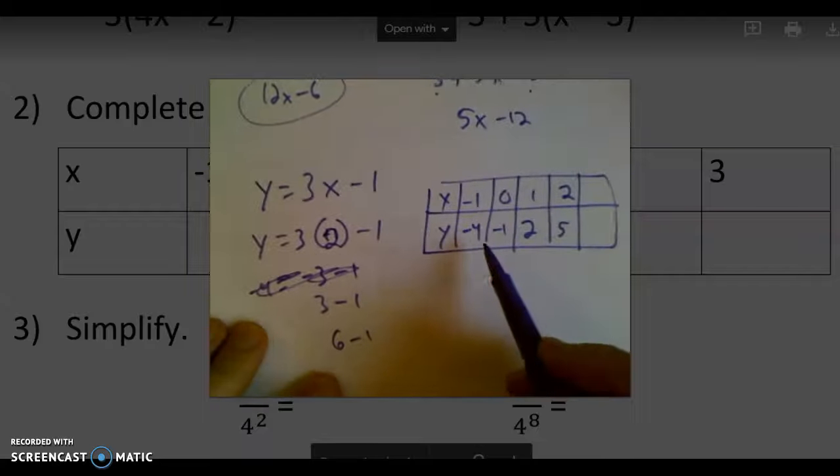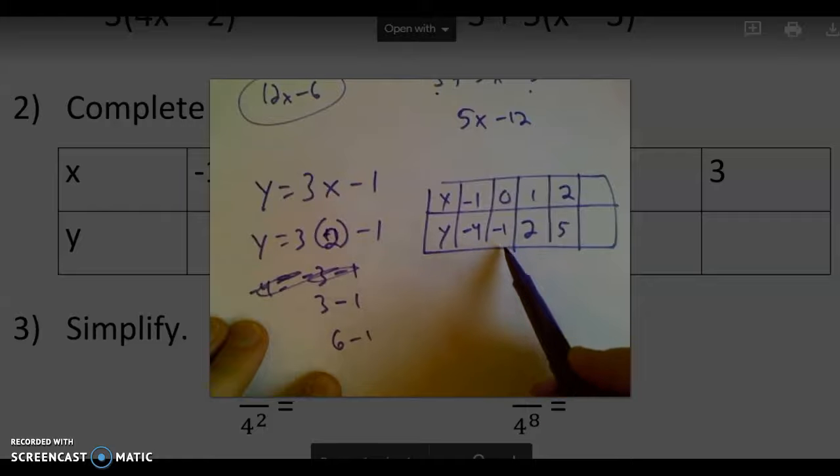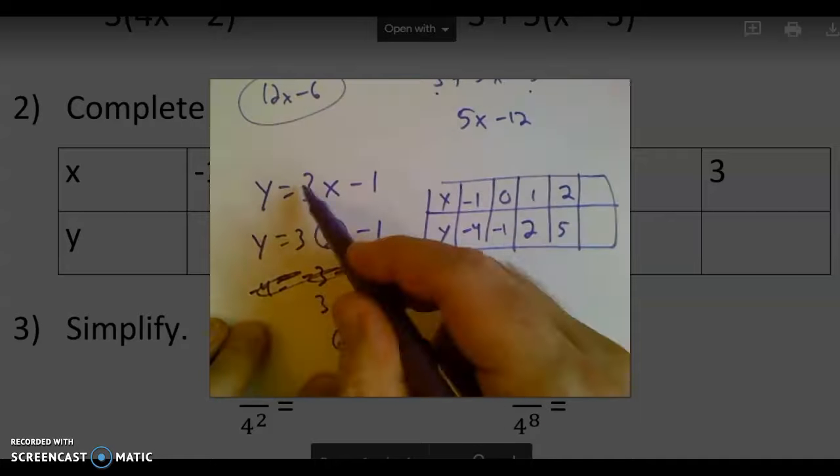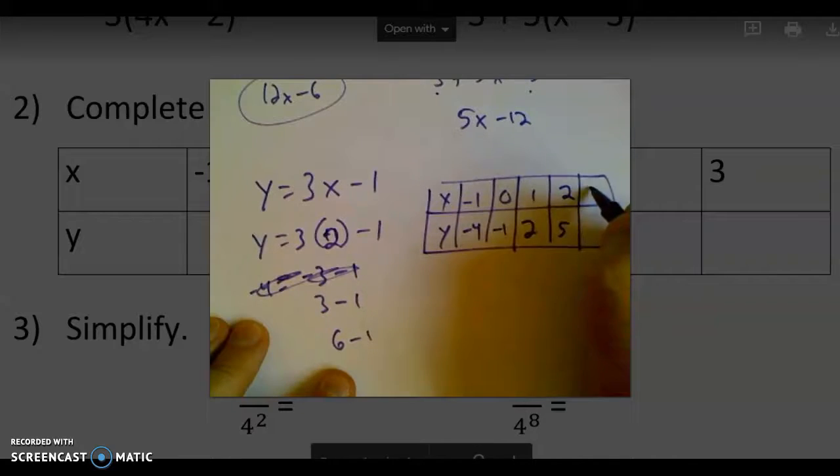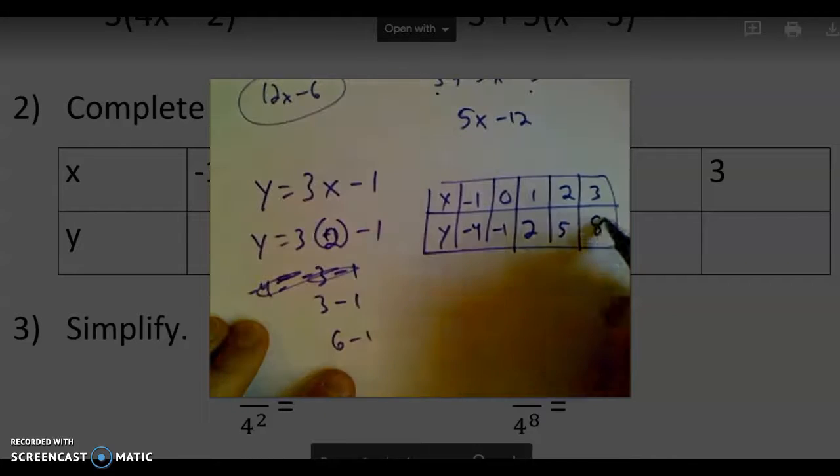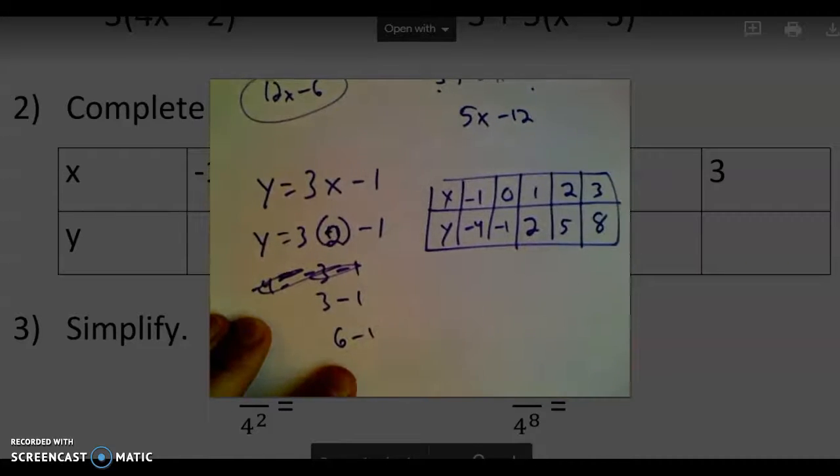And you may notice the pattern here. We're increasing by 3 every time, which we should do because that's what the equation tells us. So without even substituting, I know the next answer would have to be 8 because again, we're always adding 3.